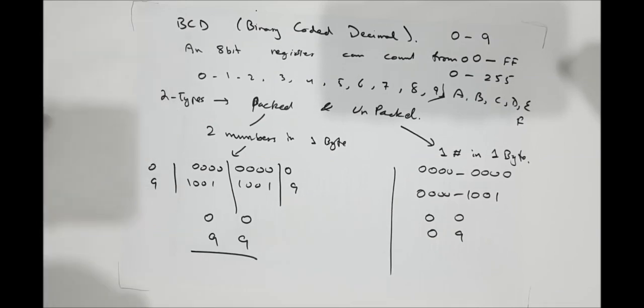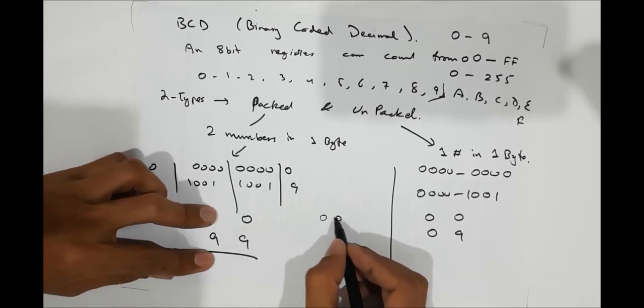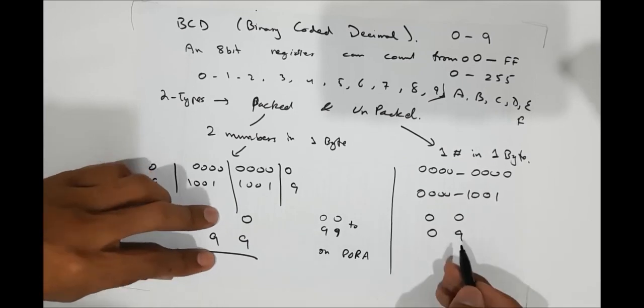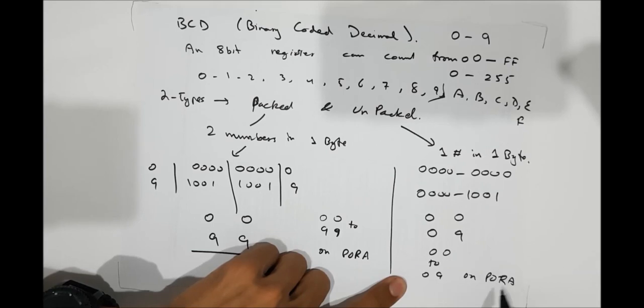Using packed BCD numbers has the advantage of saving ROM space, and it also has an advantage when we are using physical ports for input output. So we would like to display two numbers on a single port rather than wasting half the port and displaying just one number on a single port. For example, we can display 00 to 99 on port A, and in this case we can display only 00 to 09 on full port A.